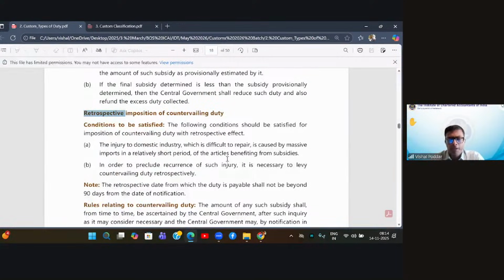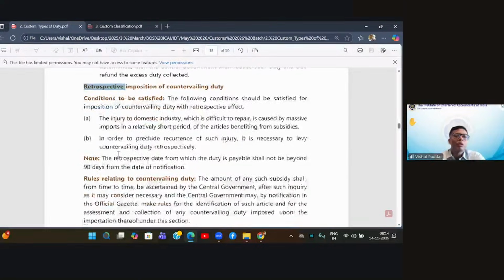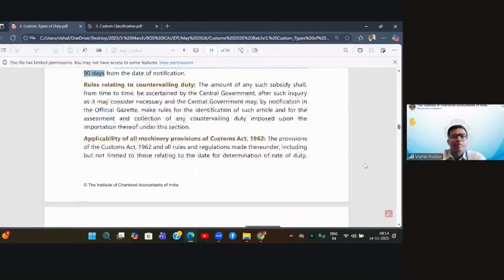Now, what is this? Government gets the information late. By that time, already import has happened. But still, the government has the power to impose the duty retrospectively. How much can they go back? They can go back 90 days. So roughly 3 months. So government can impose this duty today, saying that this will apply for last 3 months imports also, that is retrospectively.